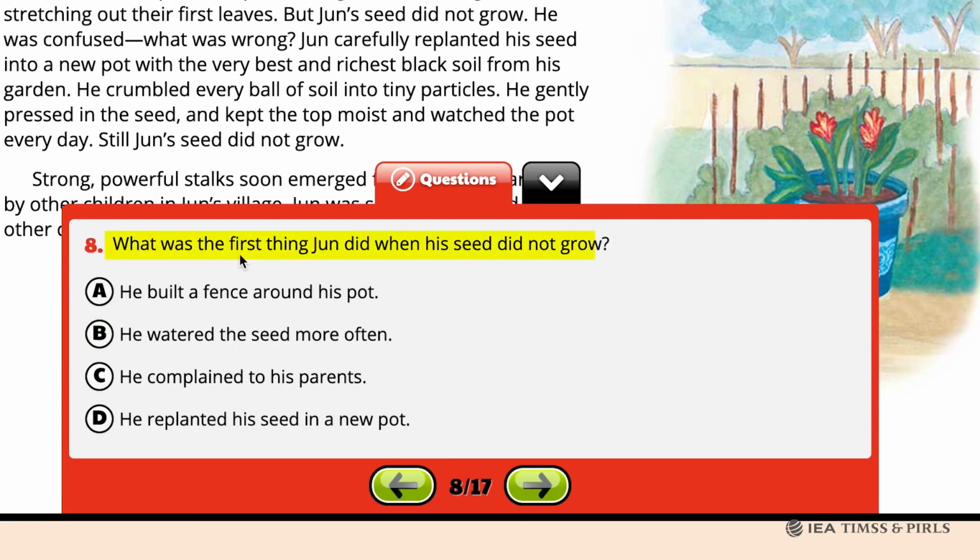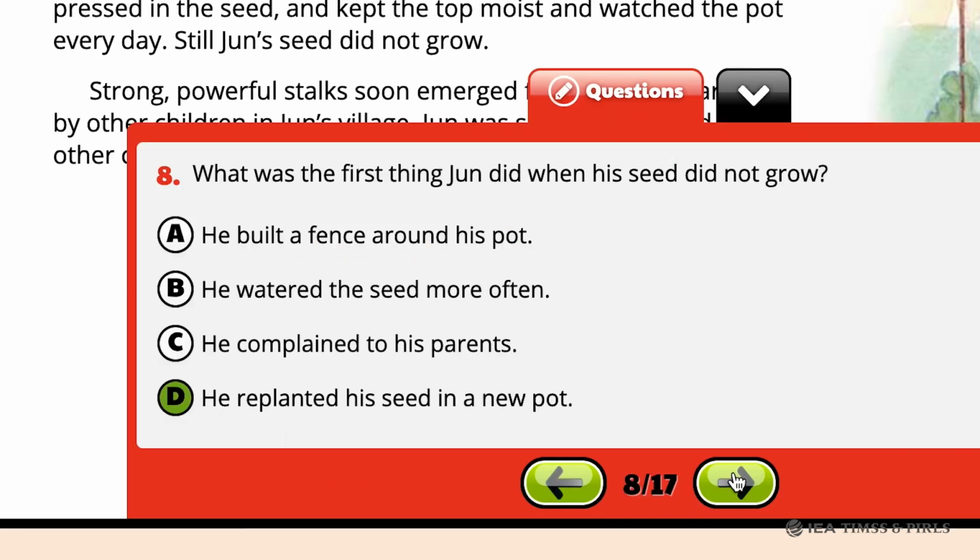Question 8 asks, what was the first thing Jun did when his seed did not grow? Option D provides the correct answer. He replanted his seed in a new pot.